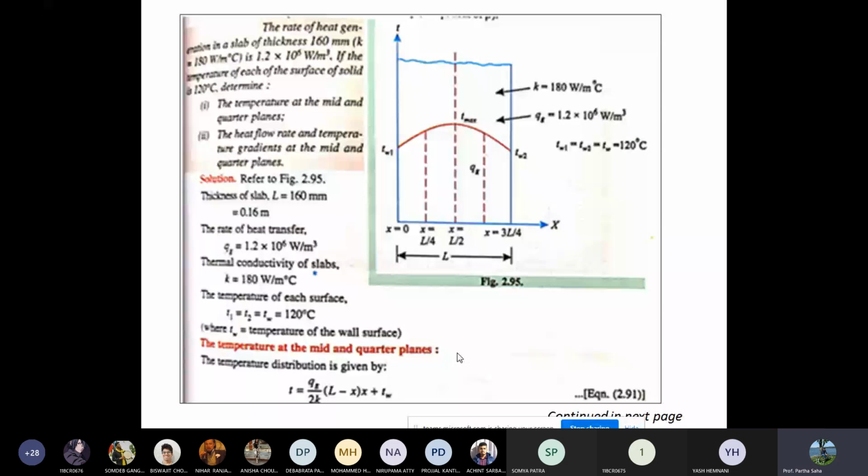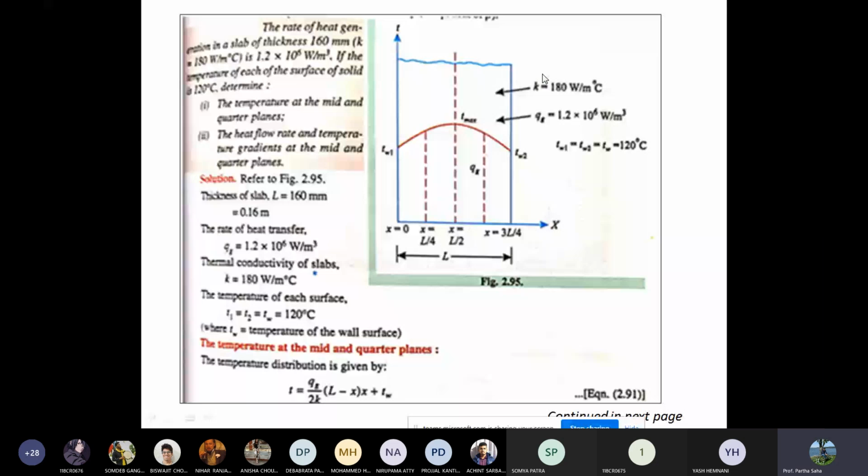It is given: the rate of heat generation in a slab of thickness 160 millimeter, thermal conductivity 180 watt per meter C, is 1.2 times 10⁶ watt per meter cube. If the temperature of each surface of the solid is 120 C, both surfaces, determine the temperature at the mid plane and quarter planes, the heat flow rates and the temperature gradient at the mid and quarter planes. So all the parameters are given, right?